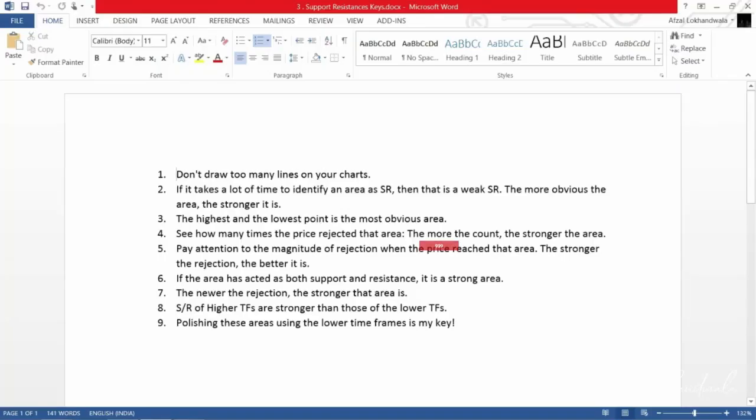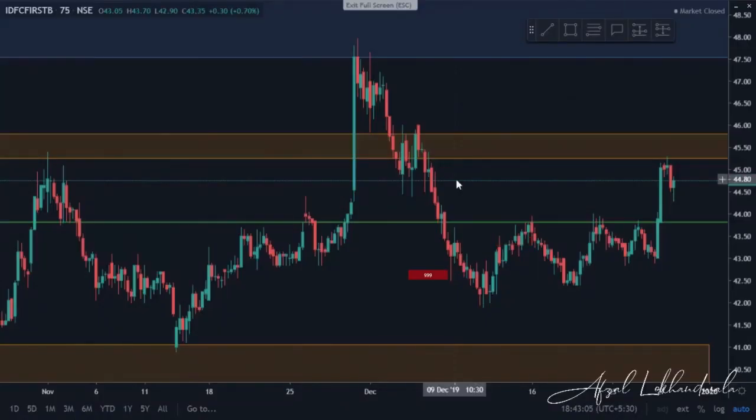Let us come to the ninth point. Polishing these areas using the lower time frames is my key. Now this is a kind of a secret. This point you will not find anywhere. This is my personal tool which I use. Let us jump to the charts to understand this.